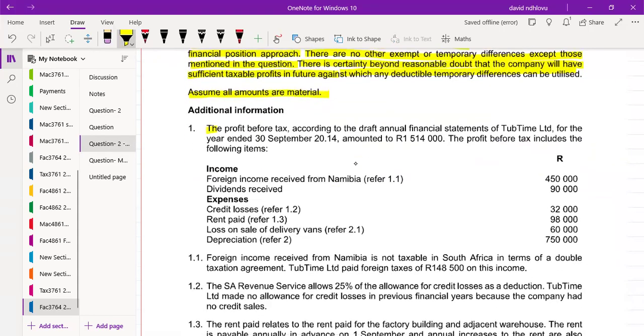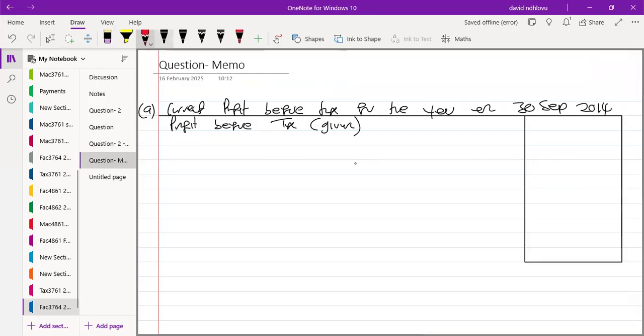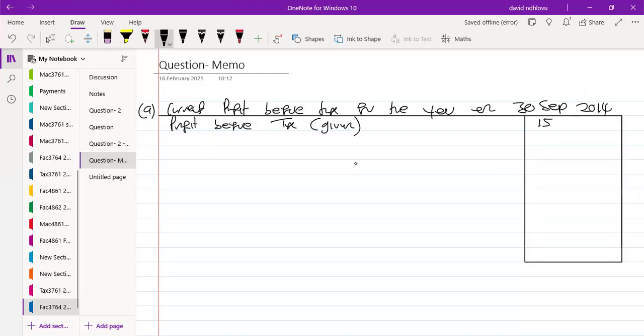Then they say the profit before tax, according to the draft annual financial statements of Tape Time Limited for the year ended 30 September 2014, amounted to 1,514,000. The profit before tax includes the following items. So we are given a draft profit before tax of 1,514,000. Right, so we need to make corrections.